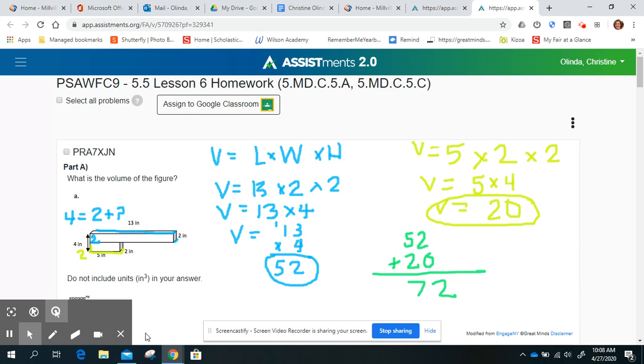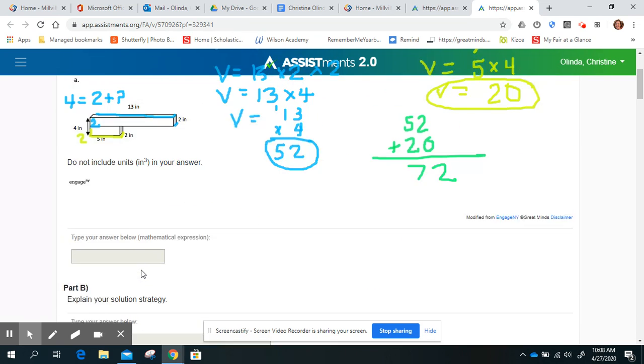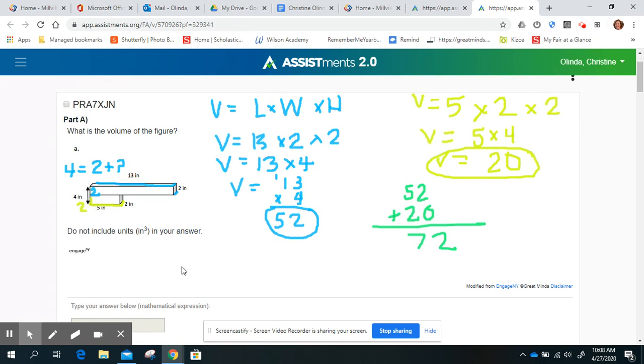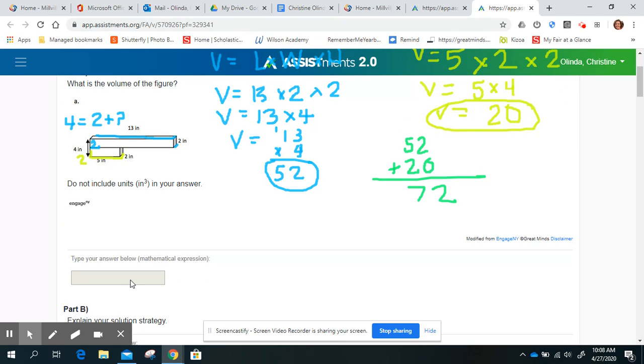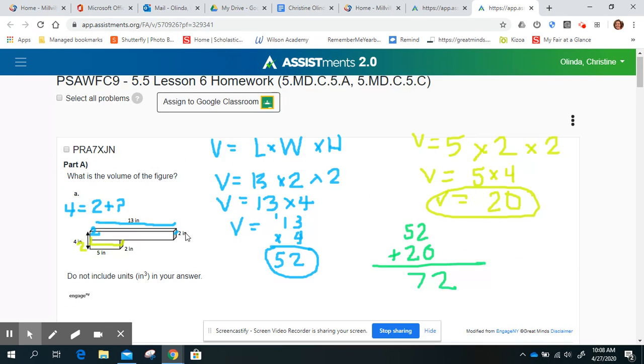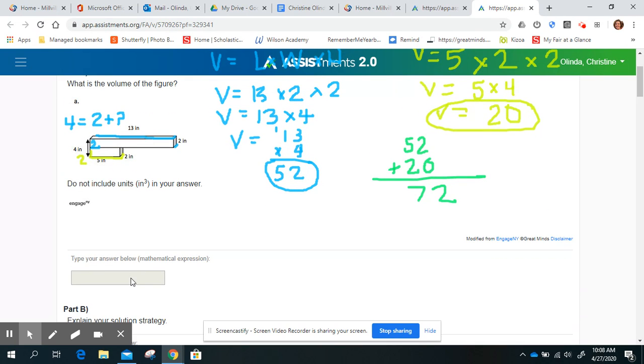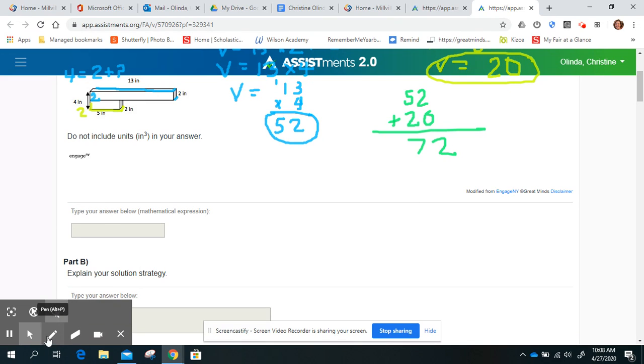And so I can type here in the box, 72 inches cubed. Although on this one, it's not letting me actually type that in, but the answer for the first one should be 72 inches cubed. Do not type in inches cubed, just type in 72.